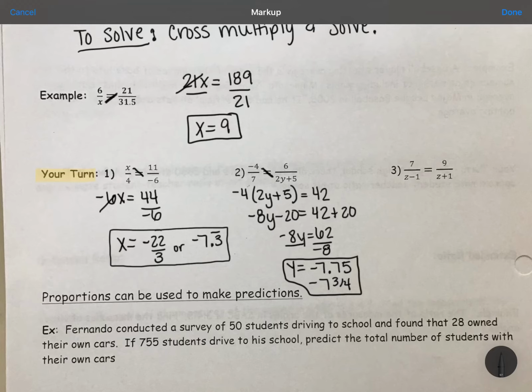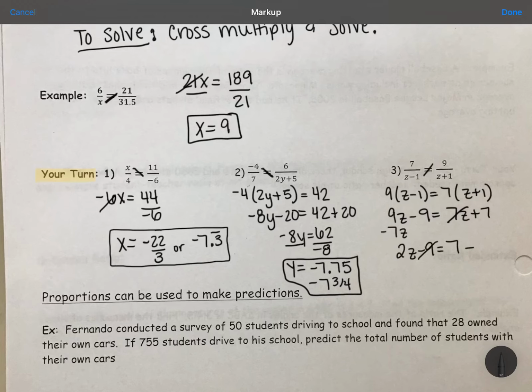All right, number 3, both of these have a variable, so I'm just going to start with either diagonal here. Notice I have them in parentheses because I need to distribute. Make sure I distribute correctly this time. I'm going to move my 7z over by subtracting it. So that gives me 2z minus 9 equals 7. Add my 9. You get 16.